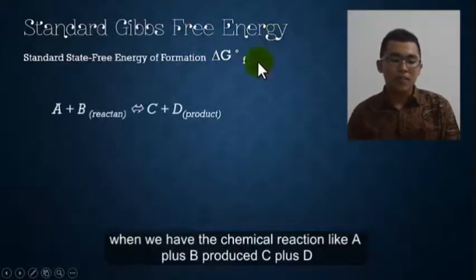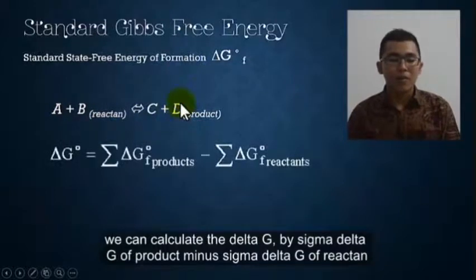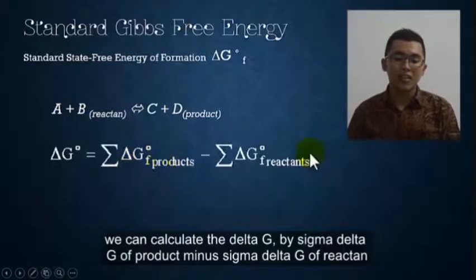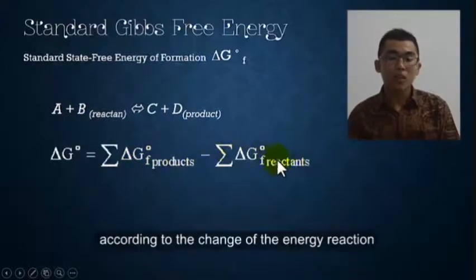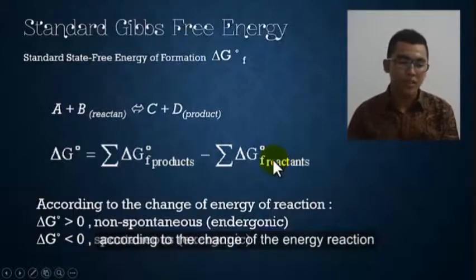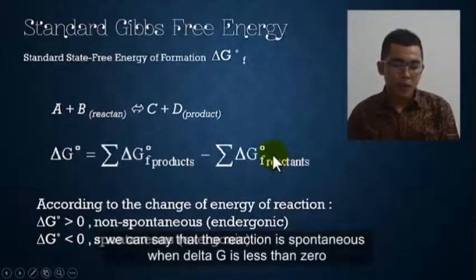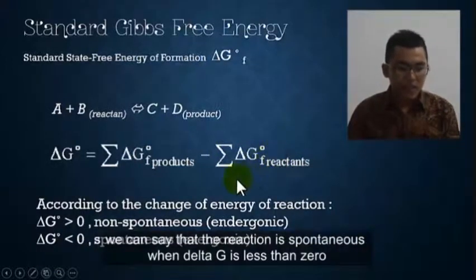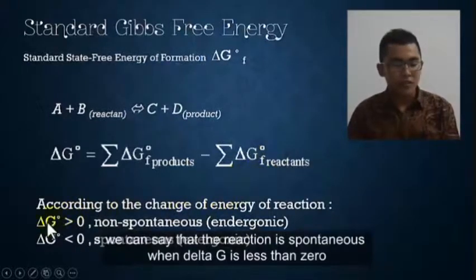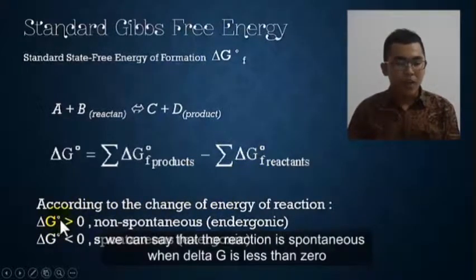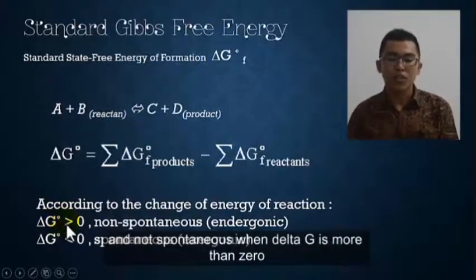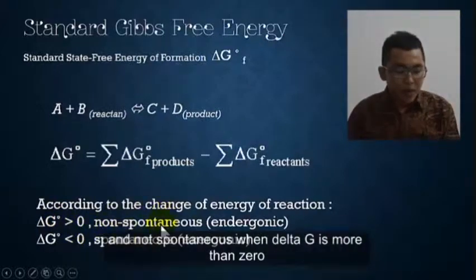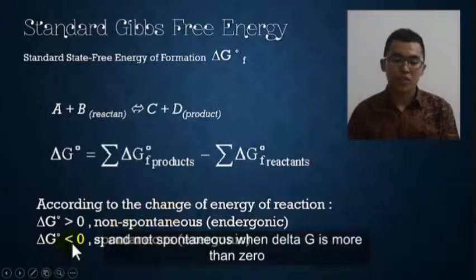When we have a chemical reaction like A plus B produces C plus D, we can calculate the delta G by sigma delta G of products minus sigma delta G of reactants. According to the change of the energy of reaction, we can say that delta G degree more than 0 is non-spontaneous, and delta G less than 0 is spontaneous.